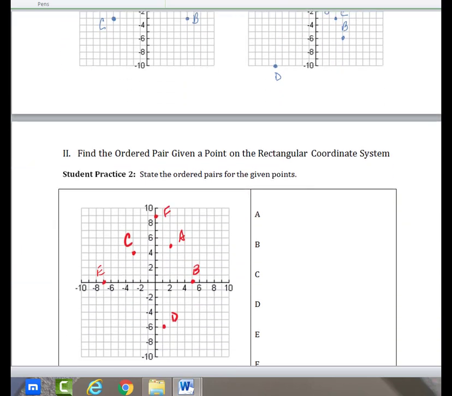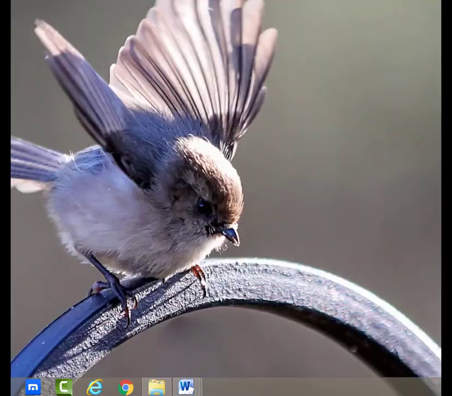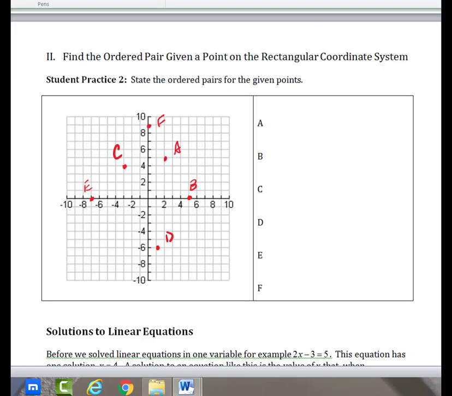All right, so now we're going to look at some ordered pairs or some points that are already graphed, where you're given the point and you want to find the ordered pair that goes with it. To find your x-coordinate, you just draw a perpendicular down to the x-axis, and where you hit is going to be your x-coordinate. And to find the y-coordinate, you draw a perpendicular line to the y-axis. So that's going to be 2, 5 for A.